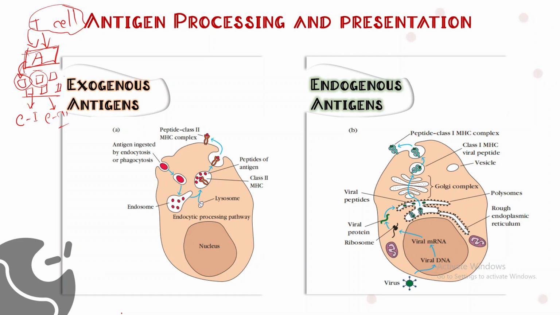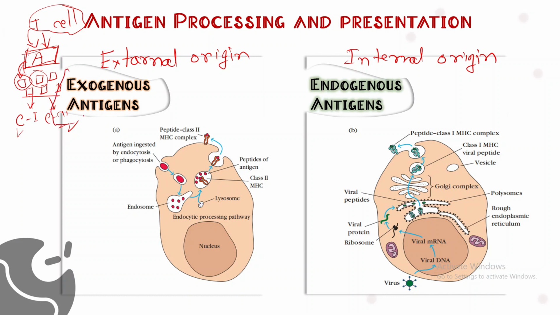Whether an antigen associates with an MHC class 1 molecule or an MHC class 2 molecule depends on how the antigen enters the cell. Antigens enter the cell from two types of origin: one is external origin, and the other is internal origin. Antigens that enter by external origin are called exogenous antigens, and those that are produced in the cell are called endogenous antigens.